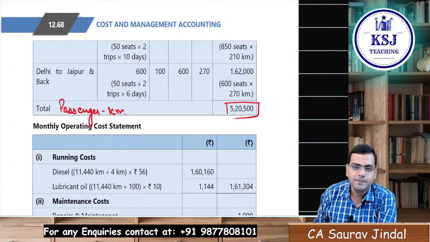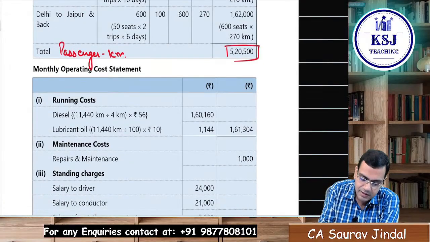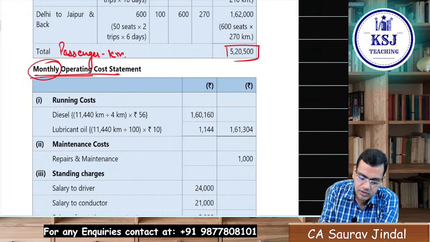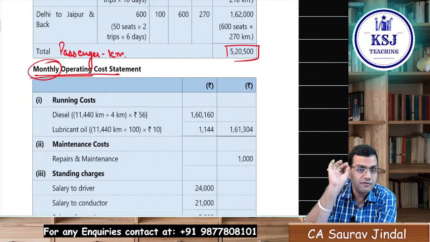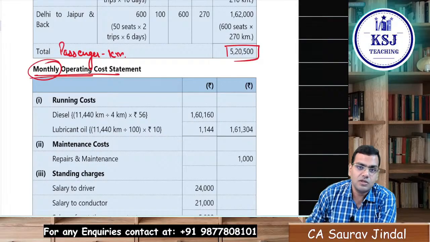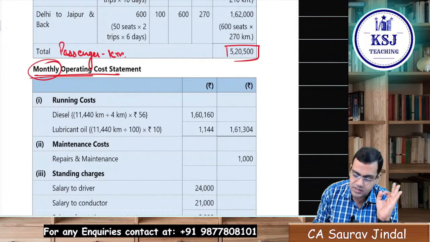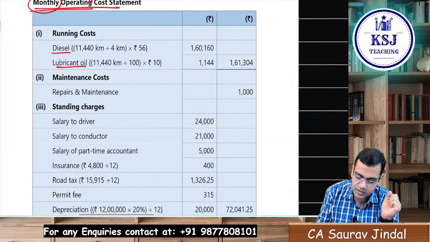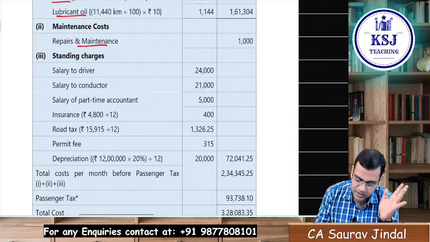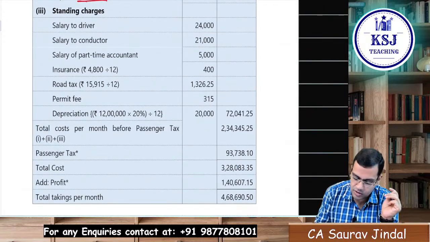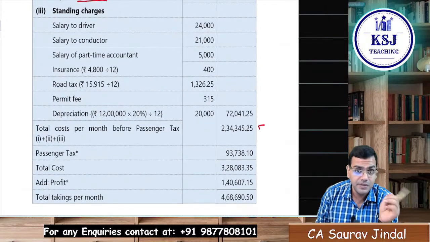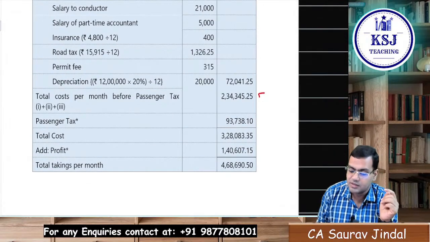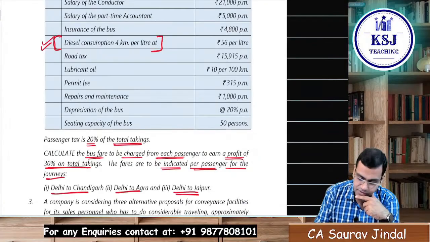Forget about that. Then monthly operating cost sheets. So they are also doing monthly. Please be very careful. Wherever the expenditure or the cost is given yearly, please convert it into monthly. So diesel cost, lubricant oil cost, repairs and maintenance, standing charges, everything is given. Total cost is there per month before passenger tax. Then passenger tax is on the takings.